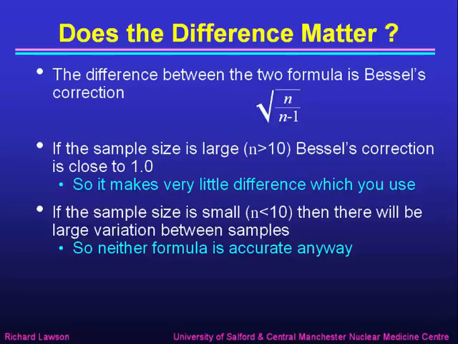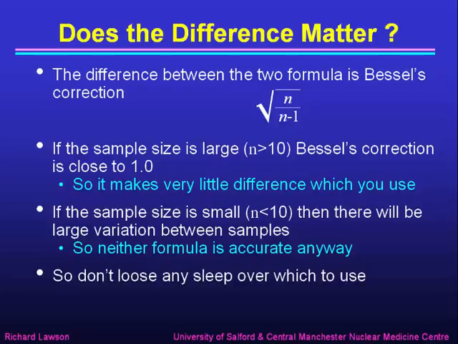They're both only estimates. So probably you shouldn't be trying to estimate the sample standard deviation if you've got fewer than 10 measurements. And there are those who would say that the estimate is too inaccurate anyway, even if you apply Bessel's correction. So the bottom line is, don't lose any sleep over which you use. If the sample size is large, it doesn't matter which you use, and if the sample size is small, you probably shouldn't be using either.